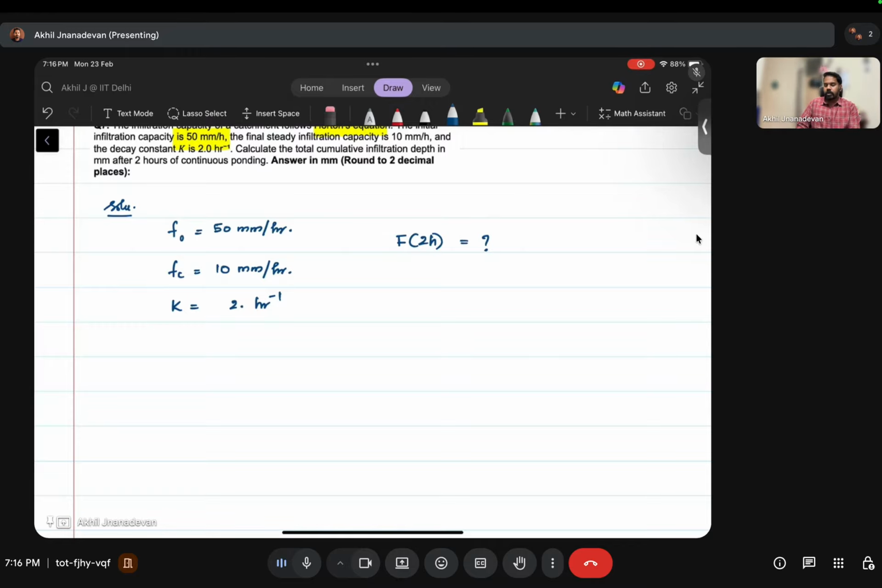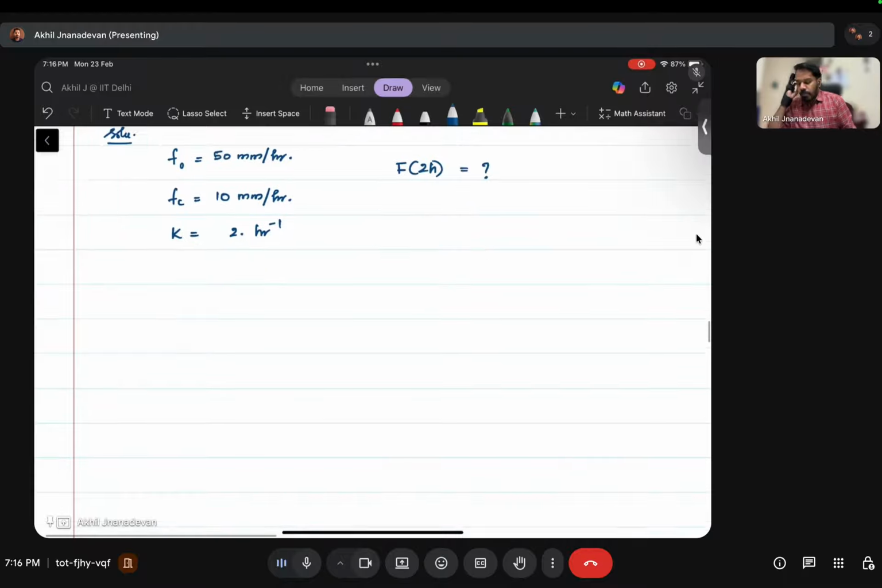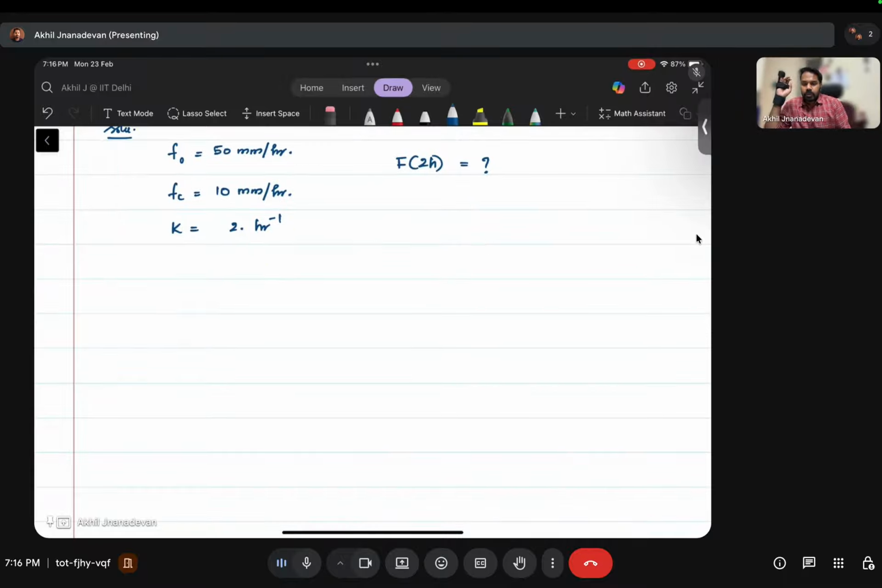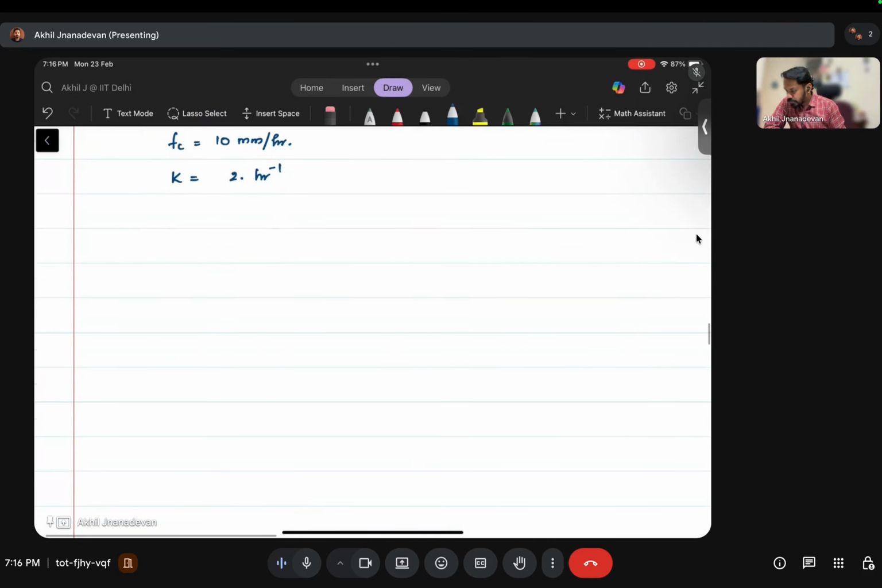So this was the assumption, and that is one point which I missed. The assumption of Horton's equation is that there is continuous ponding. There is no situation where the surface is not ponded; every time there is plenty of ponded water. So we need to find not the rate, but the actual total infiltration depth after 2 hours.